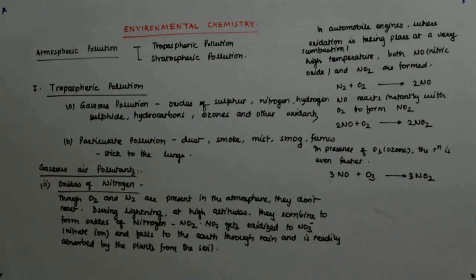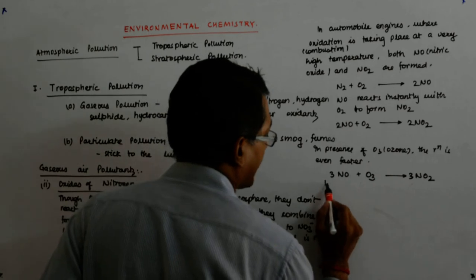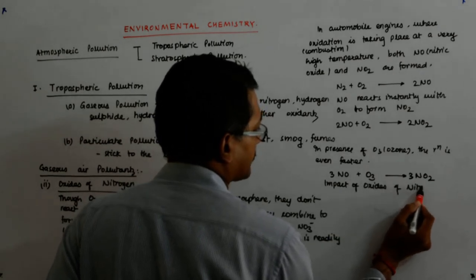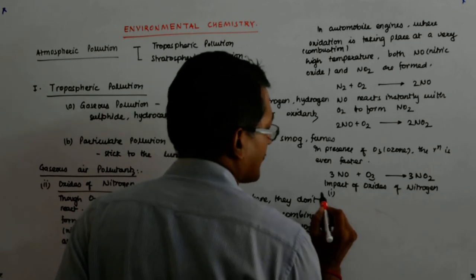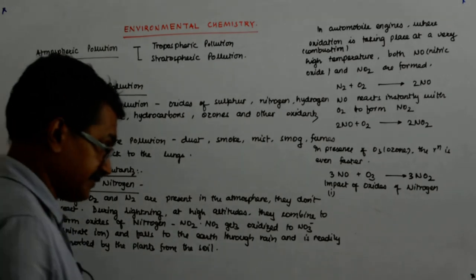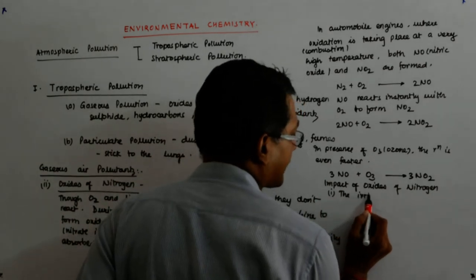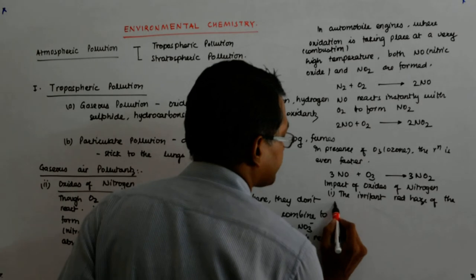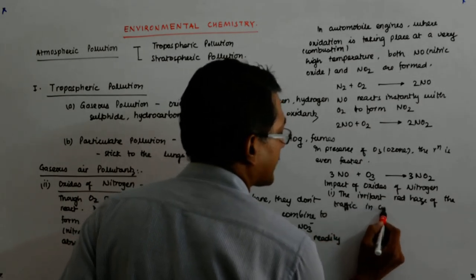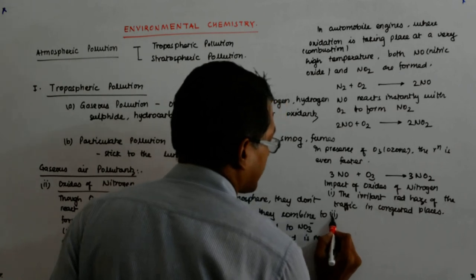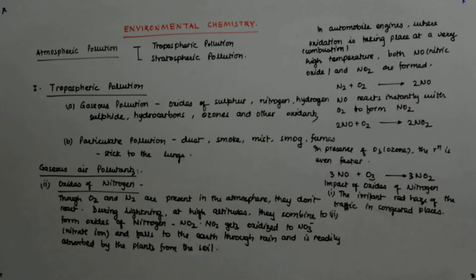Now, what is the impact of oxides of nitrogen? At times in the traffic, there is a red kind of haze, right? That is due to the oxides of nitrogen, the irritant, and it burns our eyes. The irritant red haze of the traffic in congested places, that is due to the oxide of nitrogen.